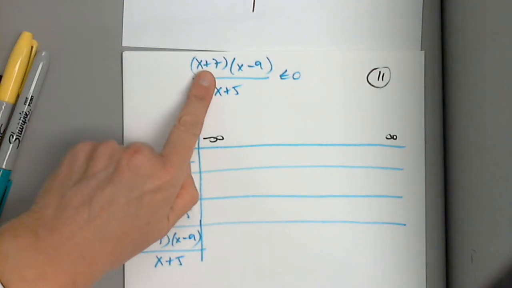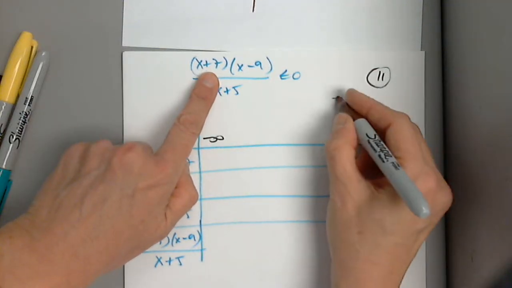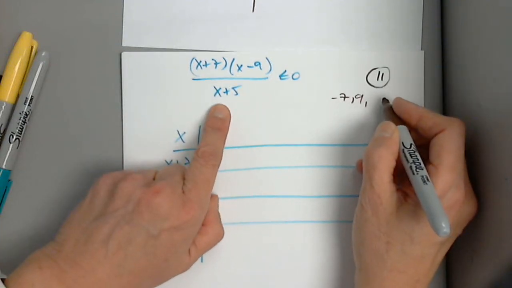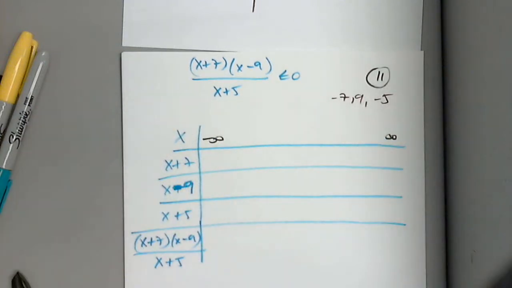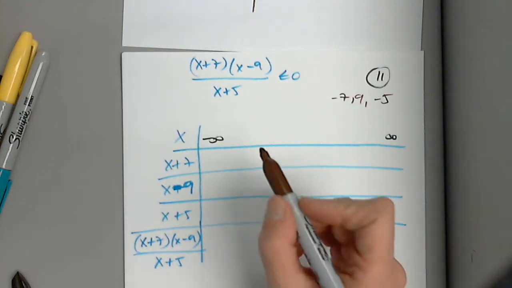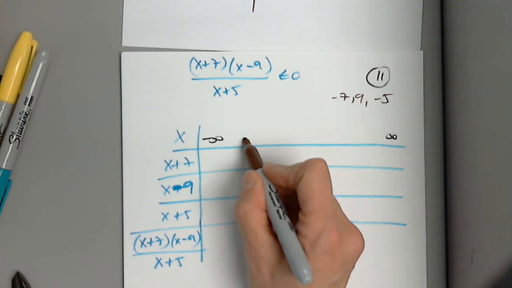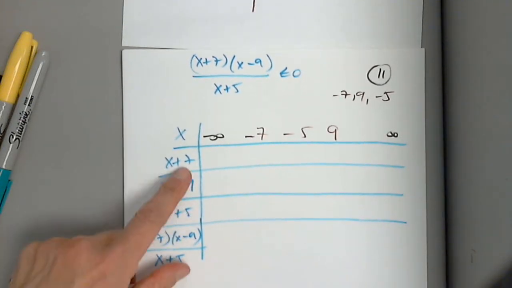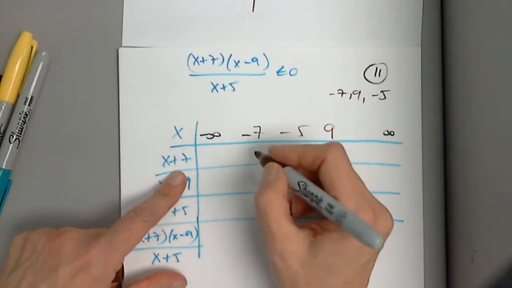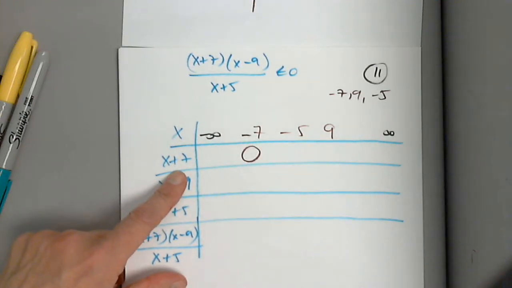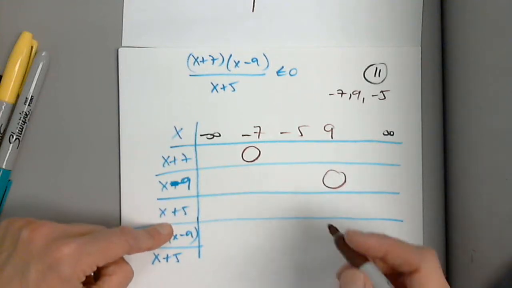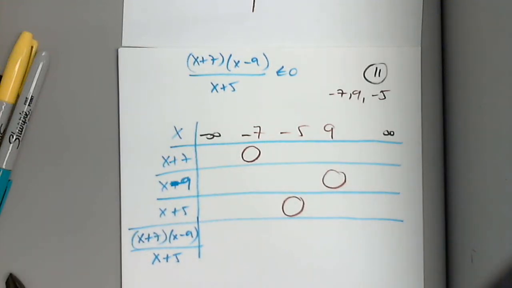So which number for this is the 0? Awesome. Which one for this? 9. And which one for this? 5. Good. So now we know the correct order from left to right will be -7, -5, 9. Perfect. So x plus 7 has a 0 at negative 7. X minus 9 has a 0 at 9. And x plus 5 has a 0 at negative 5.